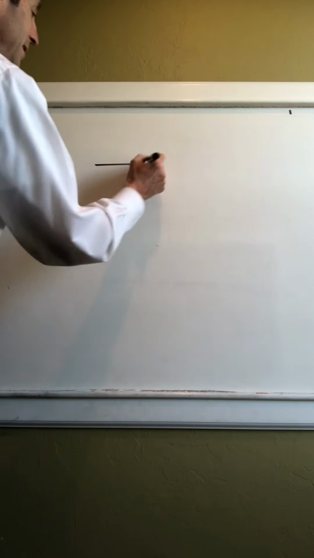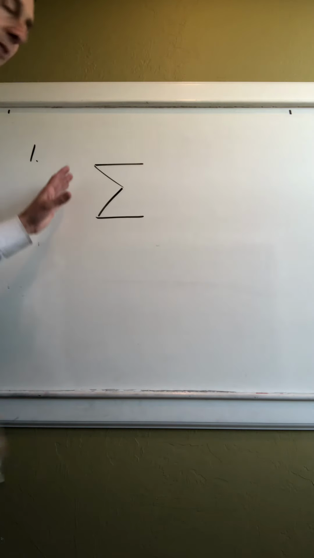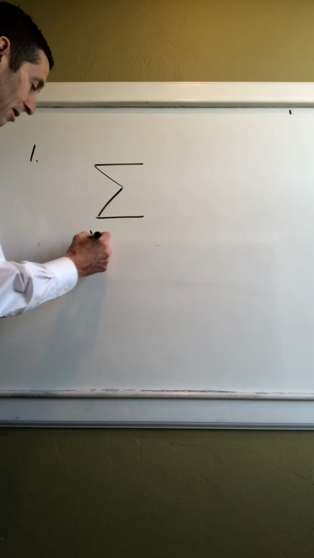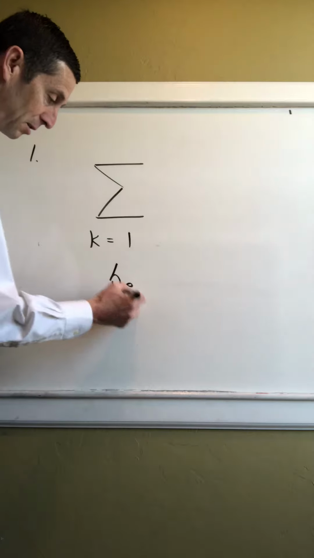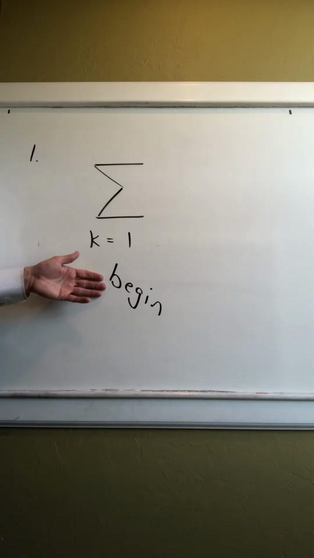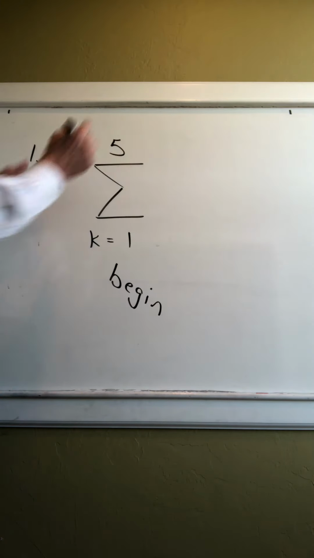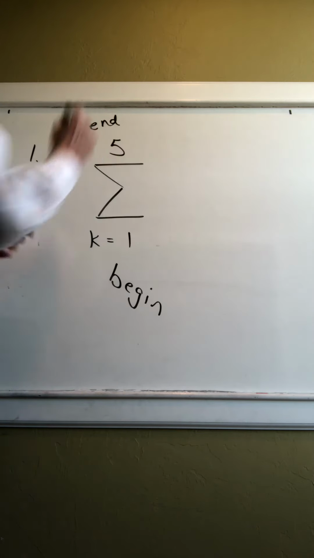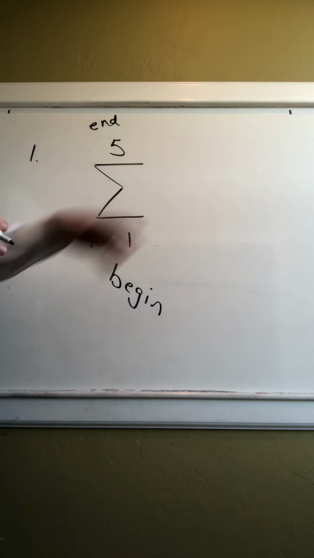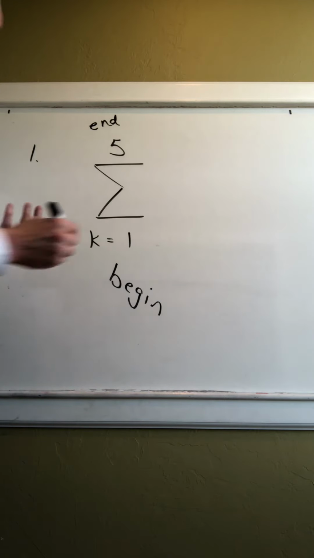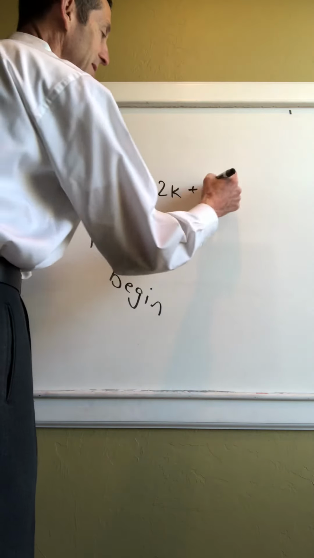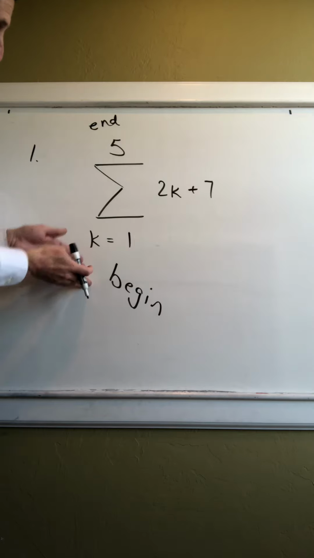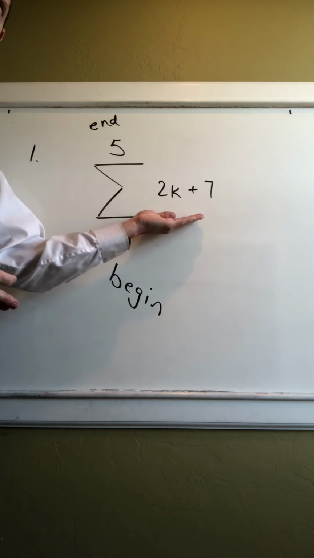All right, what does a summation look like? You get this Greek letter, a summation, a sigma. The bottom, like k equals 1, this is where you start. This is where you begin. On top, you get a number, say 5, 1, 2, 3, 4, 5. Start at 1, end at 5. This is where you end. And then right in here, you get some kind of equation, maybe something like 2k plus 7. So this is what a summation problem looks like. This is where you begin, this is where you end, here's where you work the math in between.